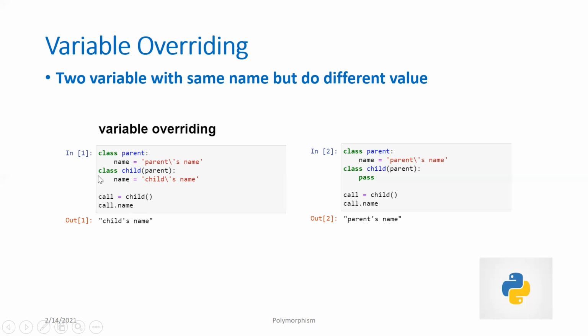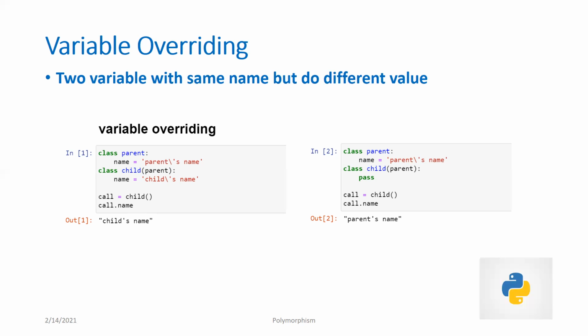So next, I just create a child class and assign the name of its parent here. And inside the child class, again I assign the value of the variable name equals to child's name. So here both parent and child have the same variable but with different values. In the parent class it has one value, and in the child class it has a different value. So if I try to call it and print the value, which one will be printed?